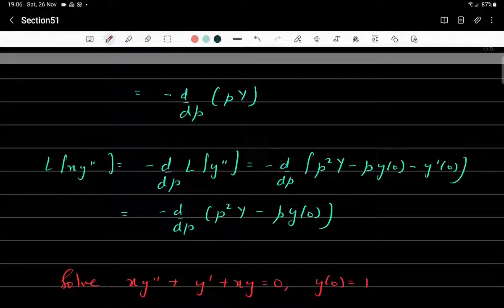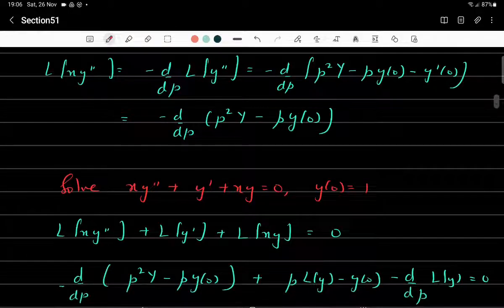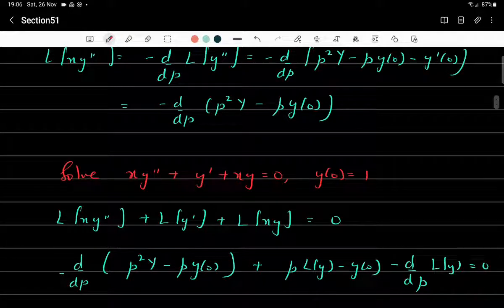Yes. Now let's solve the same using the Laplace transform. So if I apply the Laplace transform, x y double dash I know, what is Laplace of y dash I already know, and Laplace of xy is again minus d by dp of Laplace of y. Now substitute all the values.